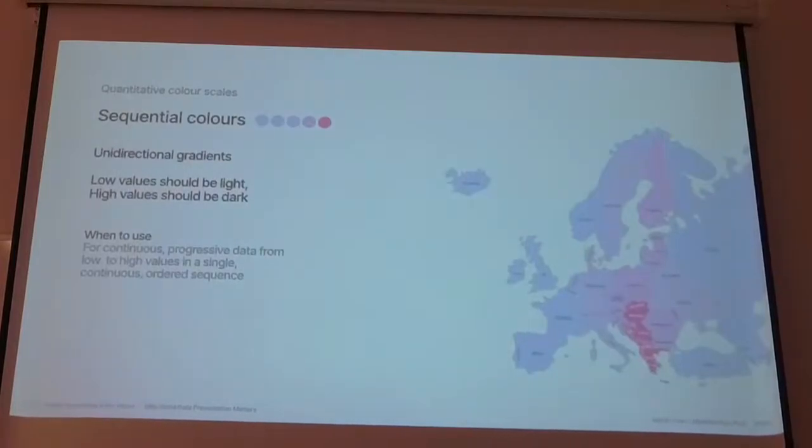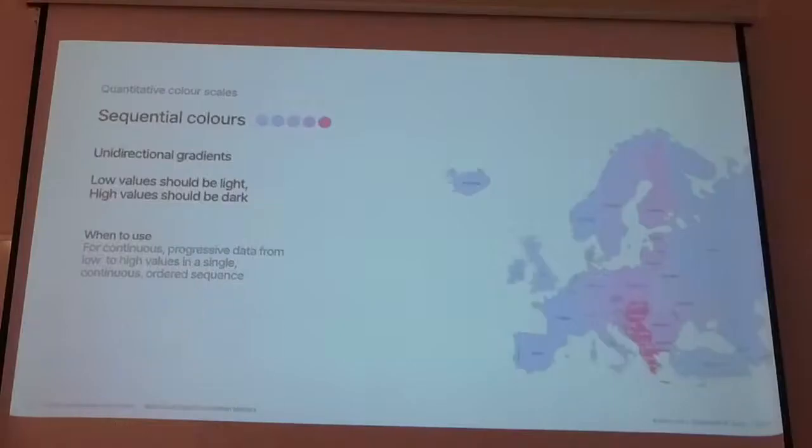There's 3 different ways to color visualizations, which I will go over just really briefly. First one is the sequential colors, meaning that we have a gradient, but it's in a progressive way into one direction, meaning that usually the low values should be lighter, the high values should be darker, and you use it if we know we have a progressive data scale that goes from low to high values, like temperatures or something like that.